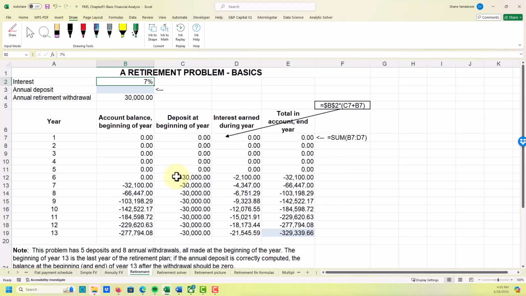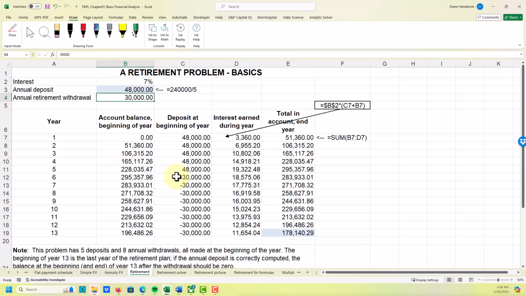Because we're going to make a deposit for 5 years at the beginning of each year for 5 years, we're going to divide that $240,000 by 5 to figure out what our beginning payment should be. So that's what I'm going to put in here. I'm going to put in equals 240,000 divided by 5. So that gives me an investment of $48,000 at the beginning of each year.